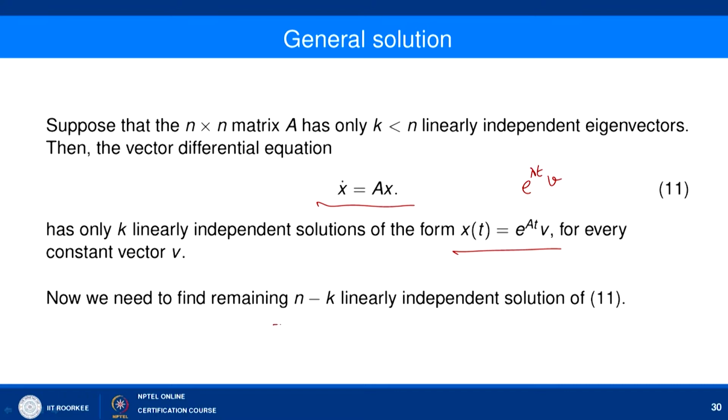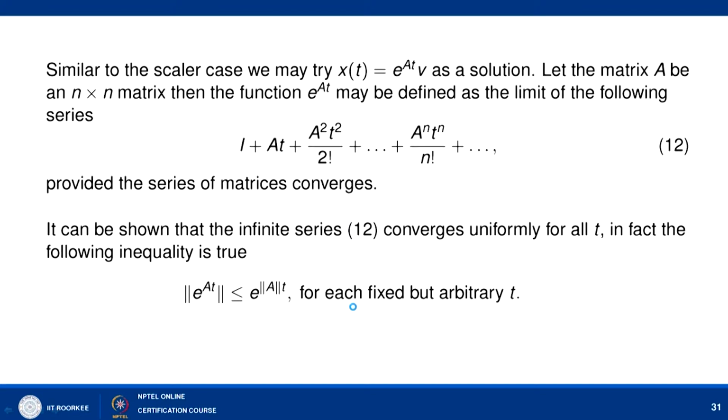Now, we need to find the remaining n minus k linearly independent solutions of this system x dash equal to Ax. Here we get the idea from the scalar case, where x dash equal to ax has the solution x(t) equal to e to power at into a constant. What we try to do here is take this constant c and replace it by a vector, so that x(t) equals e to power At into that v. Then under what condition will this serve as a solution? We have shown that this will act as a solution provided that (lambda, v) is an eigenpair of A.